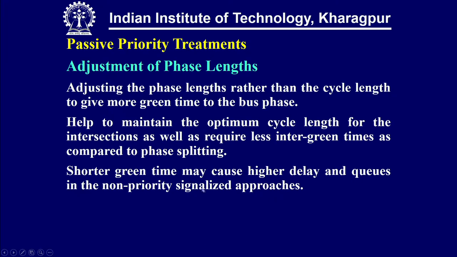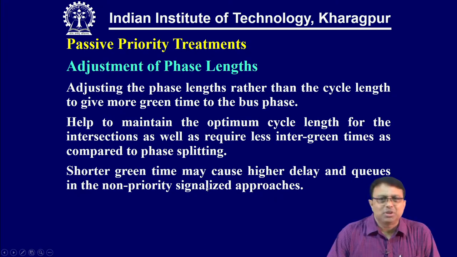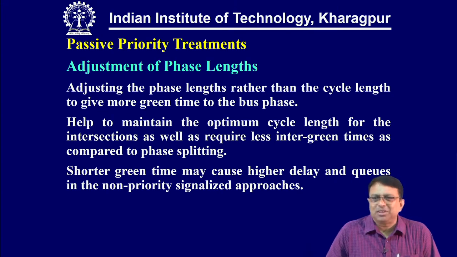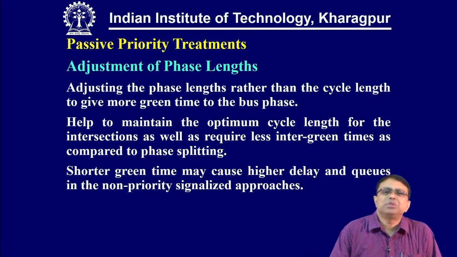So, you give more green time to the approach where you expect buses, and you keep the overall cycle length the same, right? So, only the phase length you are adjusting. So, more green time for the bus direction. Naturally, more red is going to the other direction where there is no bus. So, that suffers. So, there has to be a trade-off.